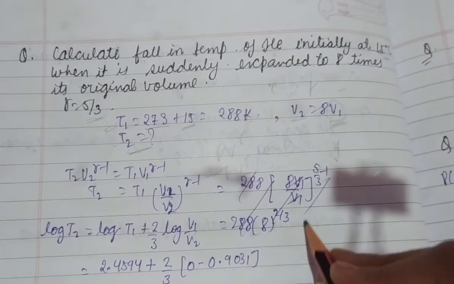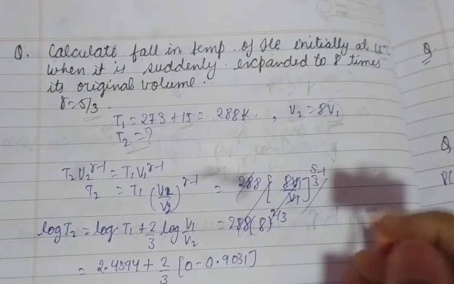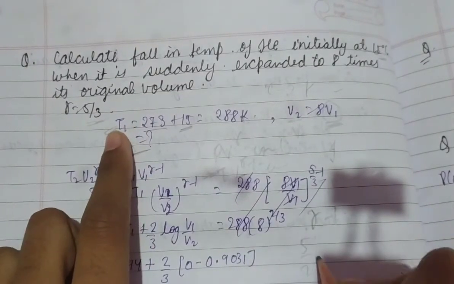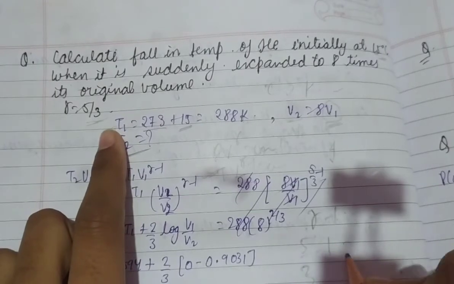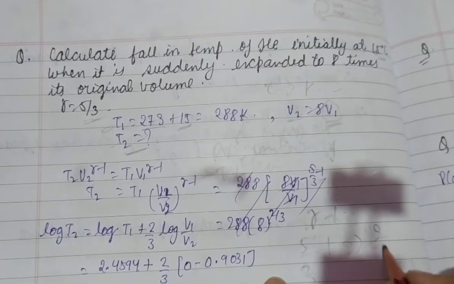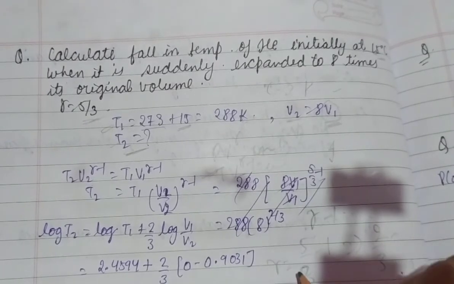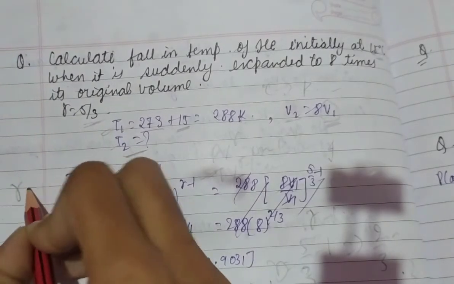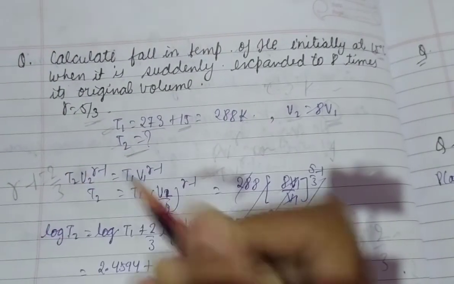Okay, and let us see what will be the value of gamma minus 1. The value of gamma given to us is 5 by 3, so it will be 5 by 3 minus 1. We will be easily able to calculate this, and the value coming out is 2 upon 3. So gamma minus 1 is equal to 2 upon 3.